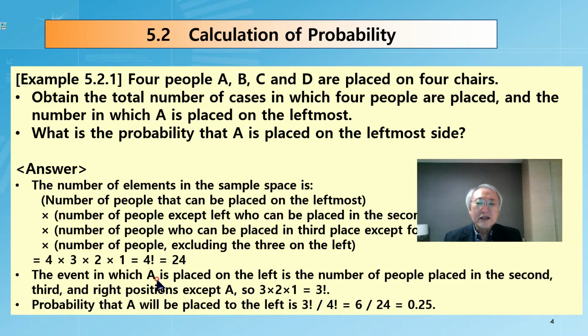What is the event A? It is putting A in the leftmost. That means we have 3 persons, B, C, D. We put them in 3 chairs, and that is similarly just 3 factorial. So what is the probability that A is placed on the leftmost? Well, divide the number of cases of this one by 4 factorial.